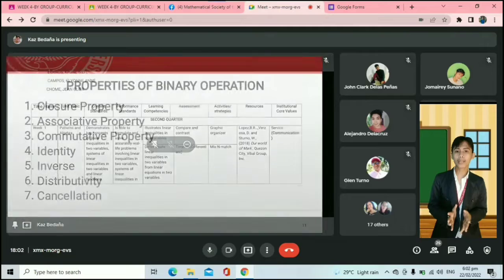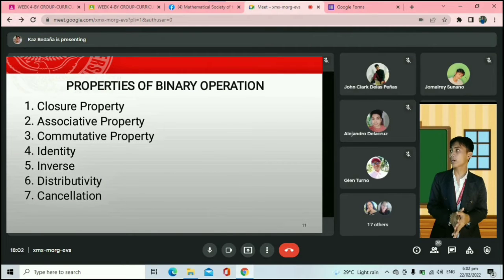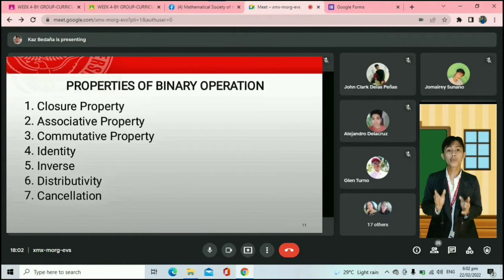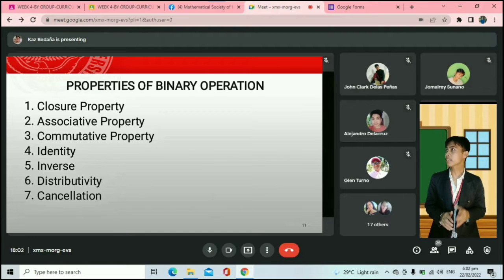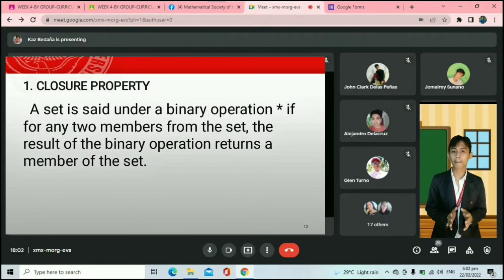Now, we are going to proceed to the properties of binary operation. We have 7 properties of binary operation: closure property, associative property, commutative property, identity, inverse, distributivity, and the last one is cancellation. First, we are going to discuss the closure property.